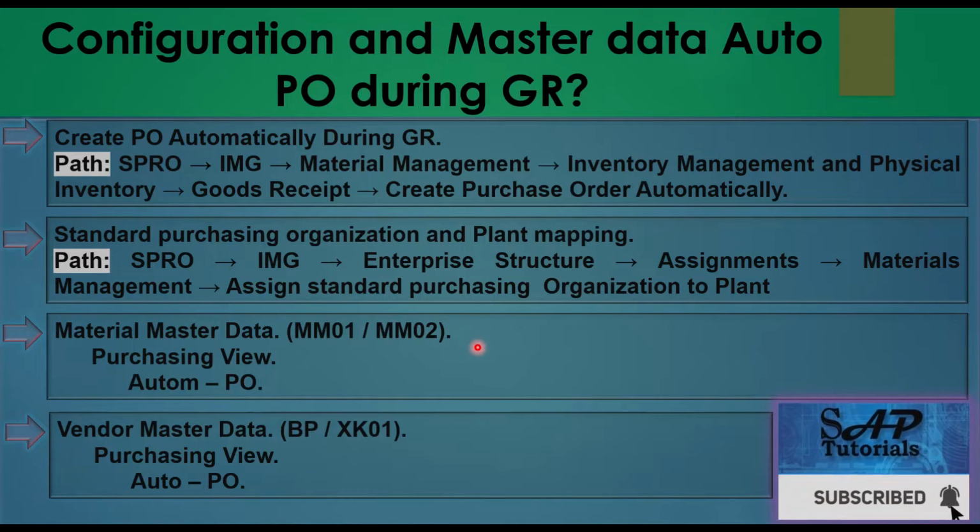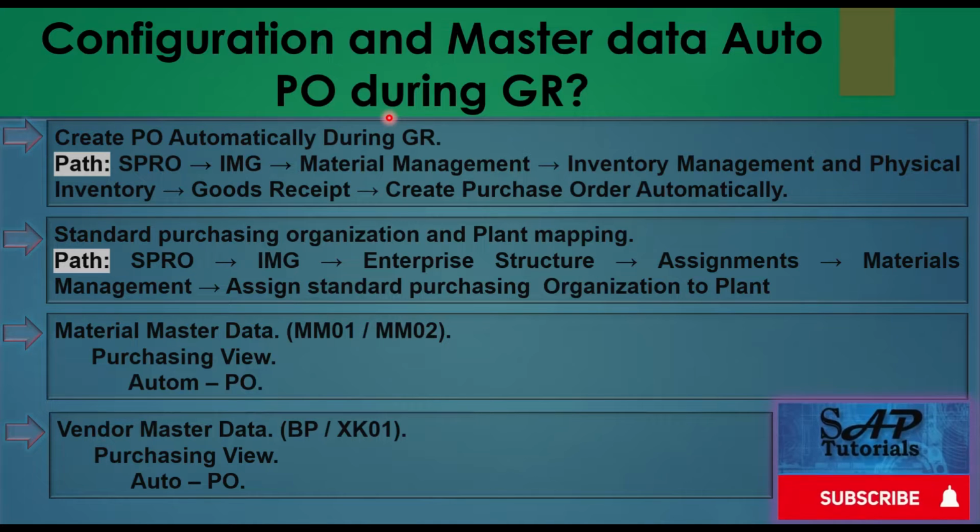And the next check is our vendor master, where we should have maintained the auto purchase order tick in the purchasing view. If you are using HANA, then you will maintain it with BP, or if you are using ECC 6.0, then you will maintain it using XK01 if you are creating a new vendor, or if you already have a vendor, you can maintain it using XK02. So these four are the necessary configuration to perform auto purchase order during goods receipt.